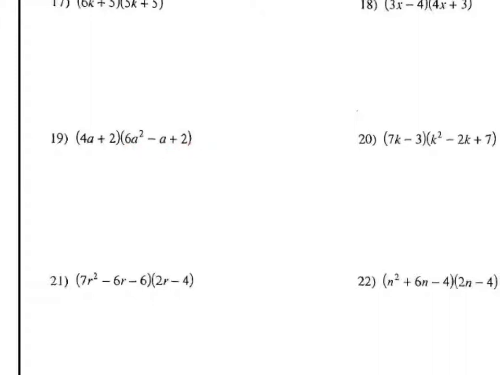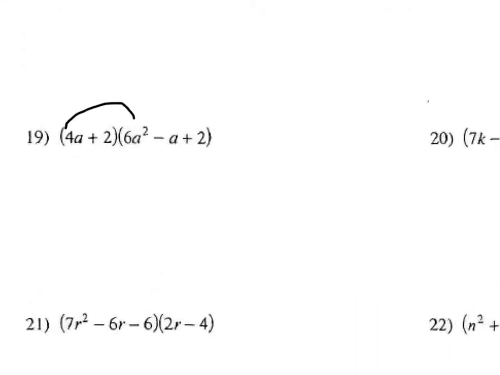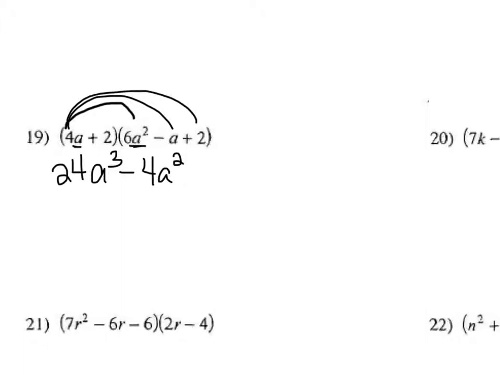So the first parenthesis, I have 4a. Well, 4a times 6a squared. 4 times 6 is 24. A times a squared becomes an a cubed. We then go 4a times negative a. So that's negative 4, and then a times a is a squared. And then 4a all the way to 2 at the end. And 4a times 2 is a positive 8a. So now we've taken everything in the first parenthesis.